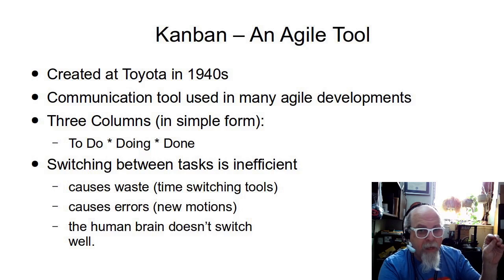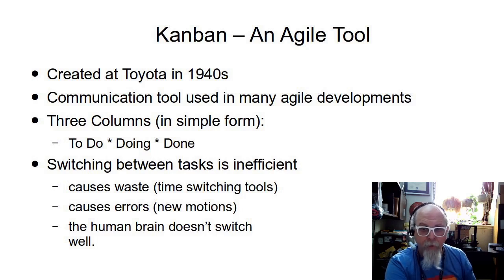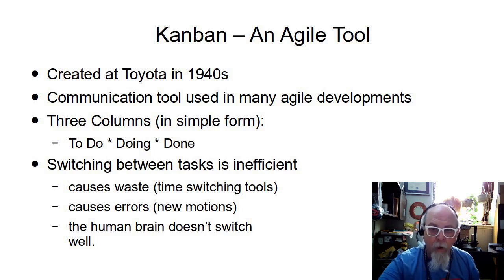So don't move things over into doing if you've got 10 things going on at once, because you can't keep them all separate in your head. You can't keep them all going. At least I can't. And the Kanban is an agile tool to help you do that.